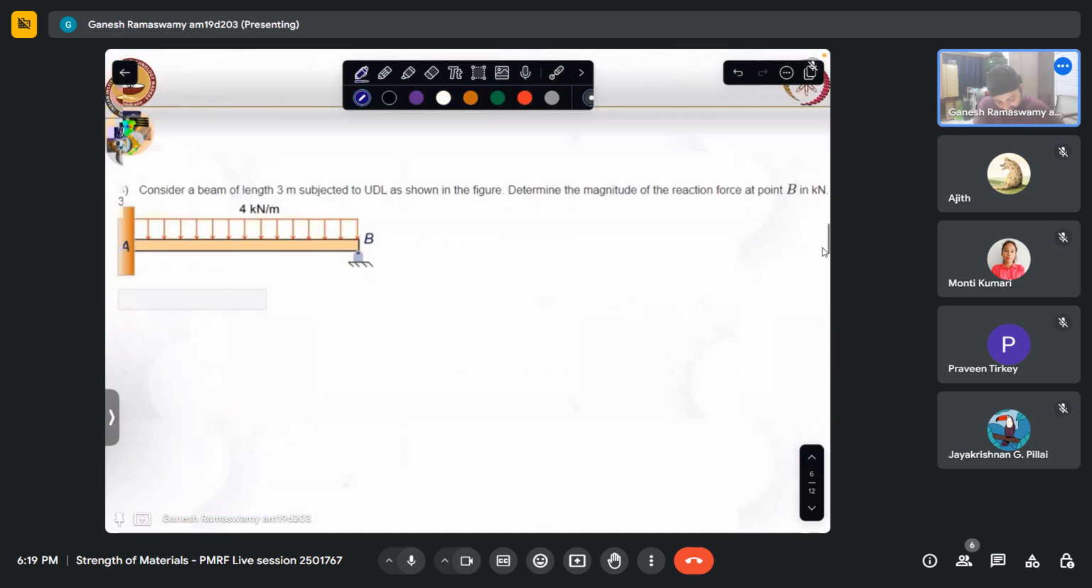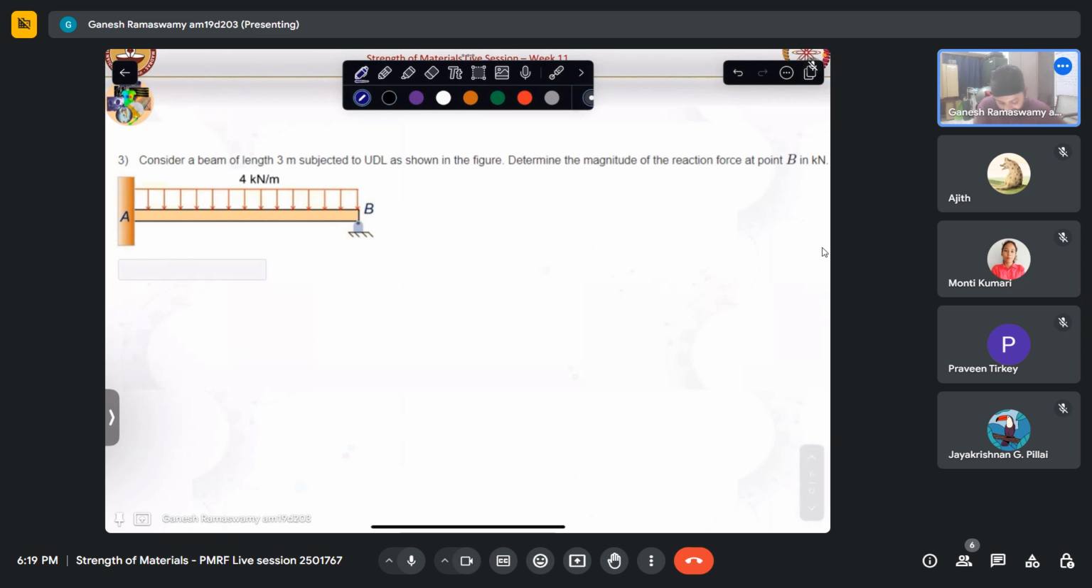Okay, so let us look at this question. So consider a beam of length. We can see that this is a propped cantilever beam.